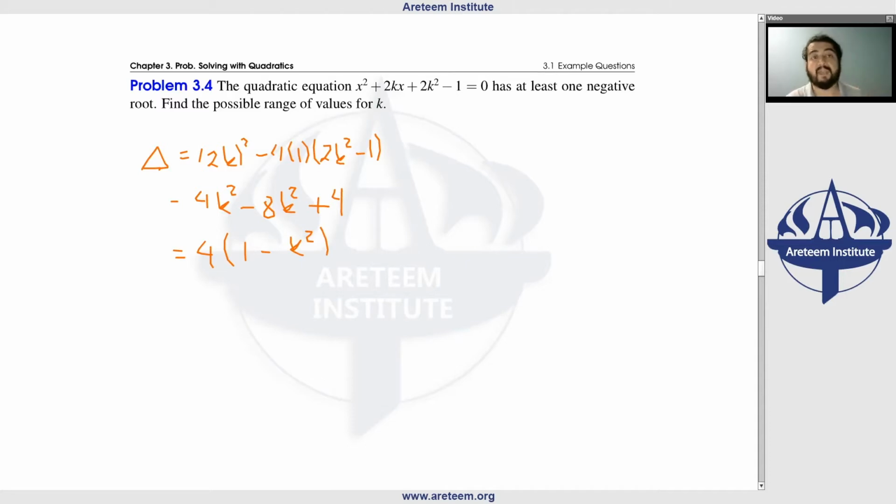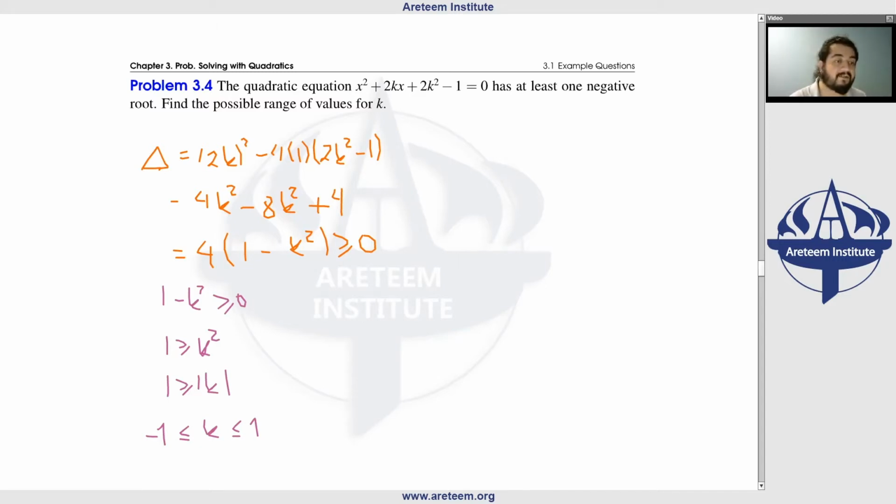So if you want to have real roots, we need this to be at least 0, which means 1 minus k squared has to be at least 0, right? Dividing by 4 on both sides, and so we get 1 is at most the value that we can have for k squared, so that is the absolute value of k is at most 1. In other words, k has to be between minus 1 and 1. Okay, so we have some restrictions for k now.